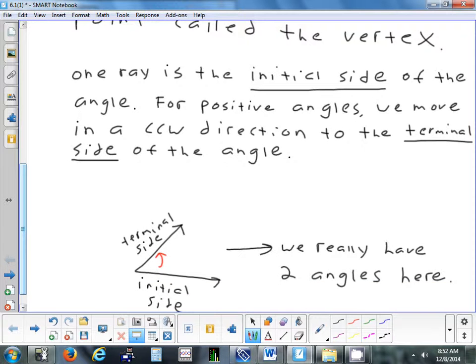Okay, so here's our angle. And the arrow in red, that's going in a counterclockwise direction. So the initial side is the one on the bottom, and then counterclockwise you head towards the terminal side. That's the one at an angle.